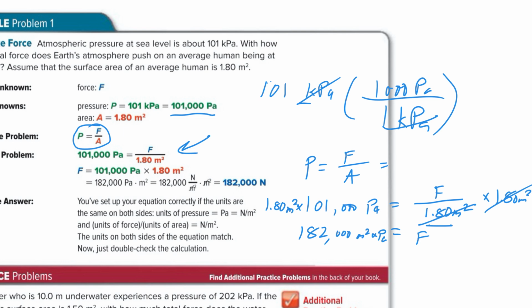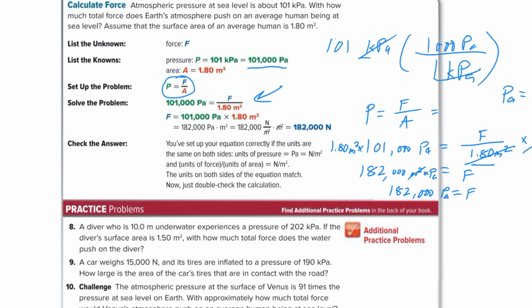And the units you end up with when you multiply it would be meters squared times pascals. But the pascal is equal to newtons per square meter. So if you multiply that times square meters, the square meters cancel out. So you're left with 182,000 newtons. So that's how you work these out. And then you just have to decide what you know and what you don't know.